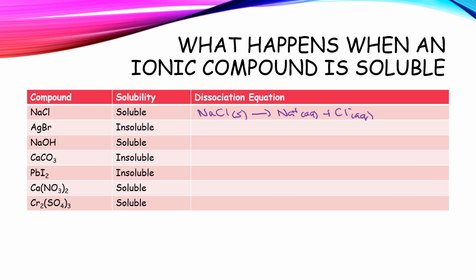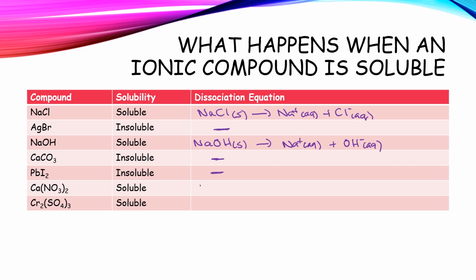Silver bromide was insoluble, so it has no dissociation equation because it stays stuck together. Sodium hydroxide was soluble, so it will dissociate to form sodium ions, which are aqueous, and hydroxide ions, which are aqueous. Calcium carbonate was insoluble, so it has no dissociation equation. Lead iodide was insoluble, no dissociation equation.